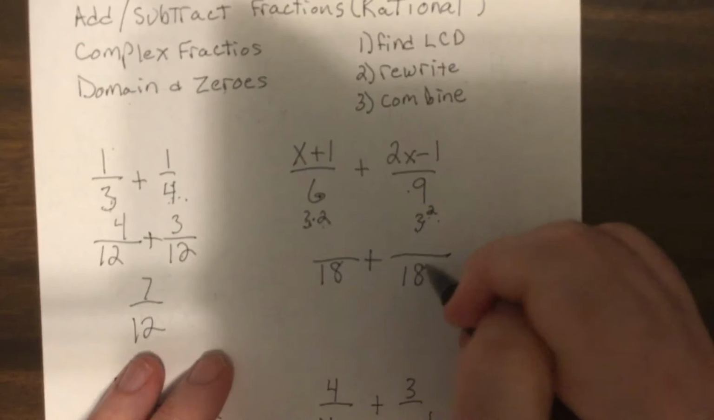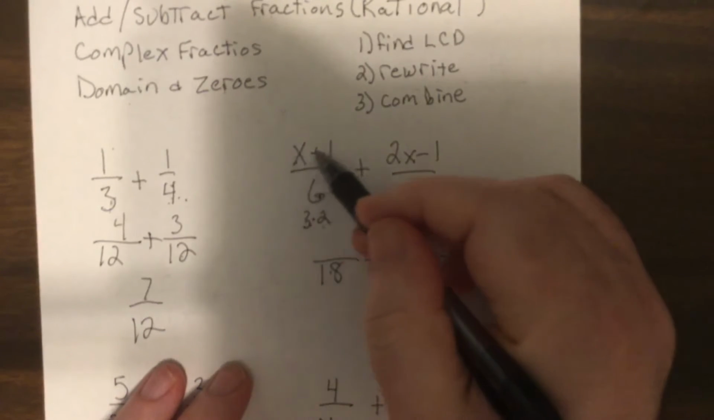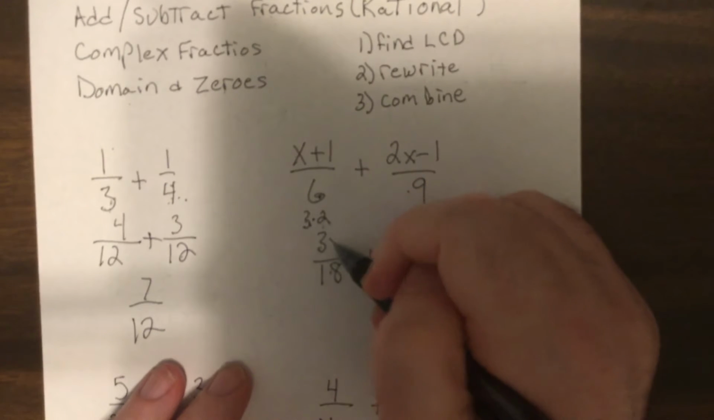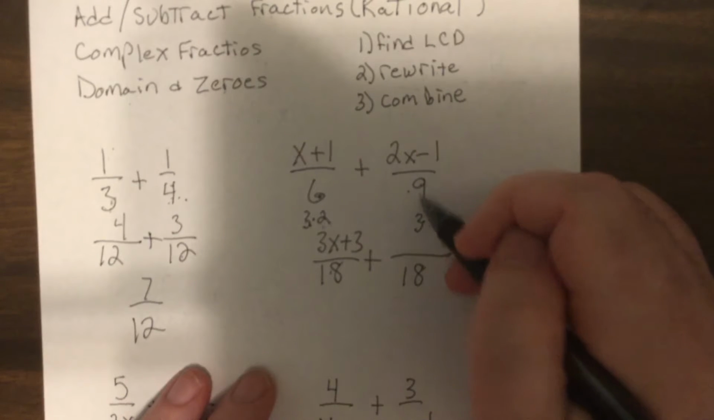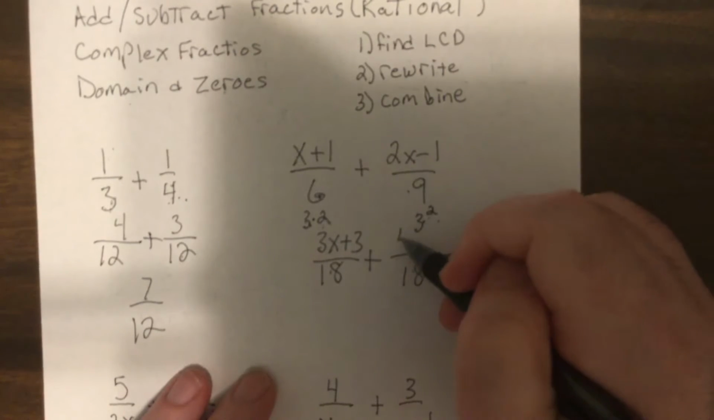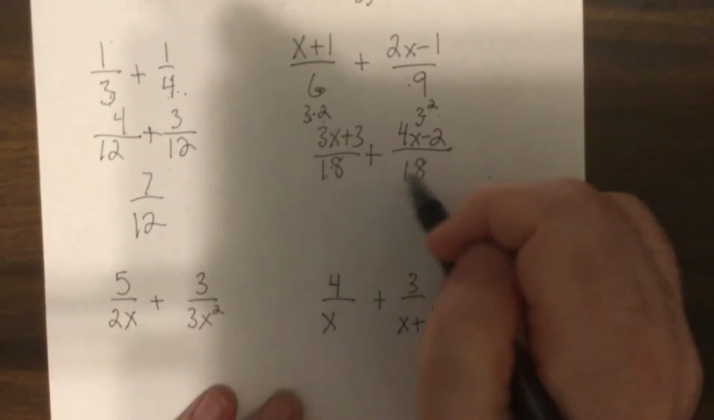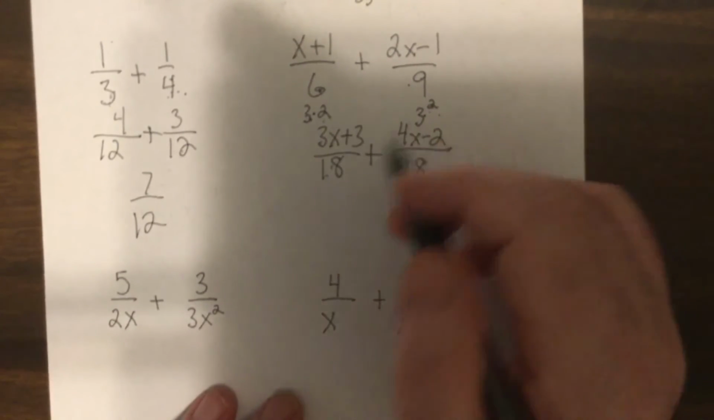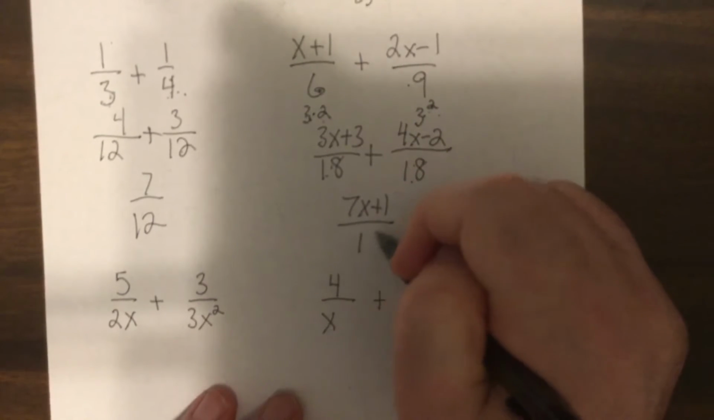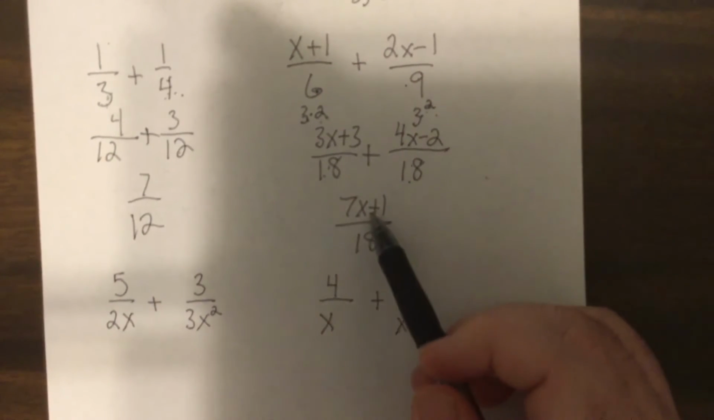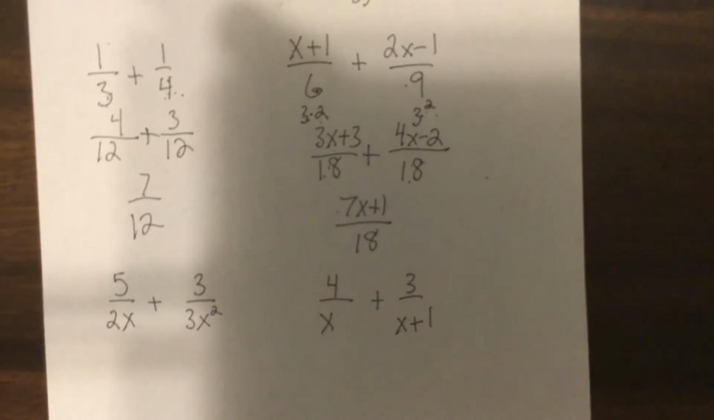Then I multiply 6 times 3 is 18, so I multiply the top by 3. I am not talking too well today. We'll try to make it though, my students. 2 times 9 is 18, so it'd be 4x minus 2. Now, once you have common denominators, you just combine the tops. So that would be 7x plus 1 over 18. Then you look to see, can I reduce, but 7 and 1 have nothing in common with 18.